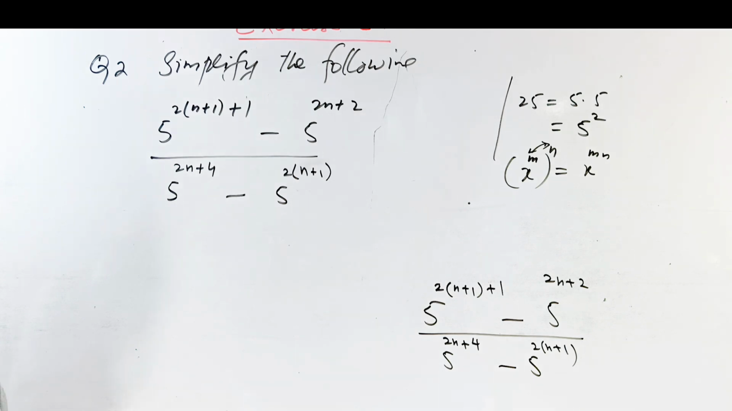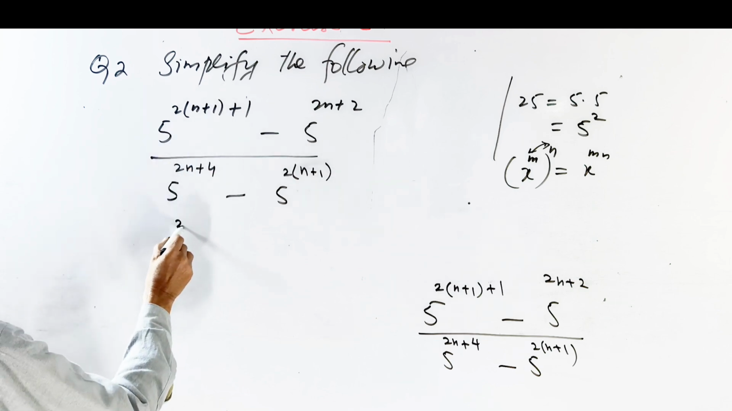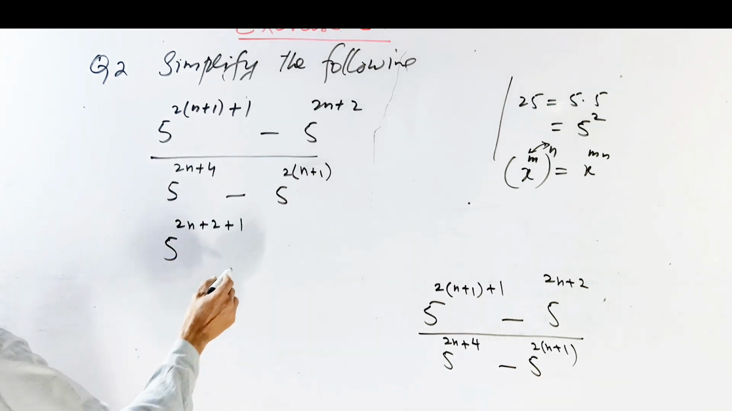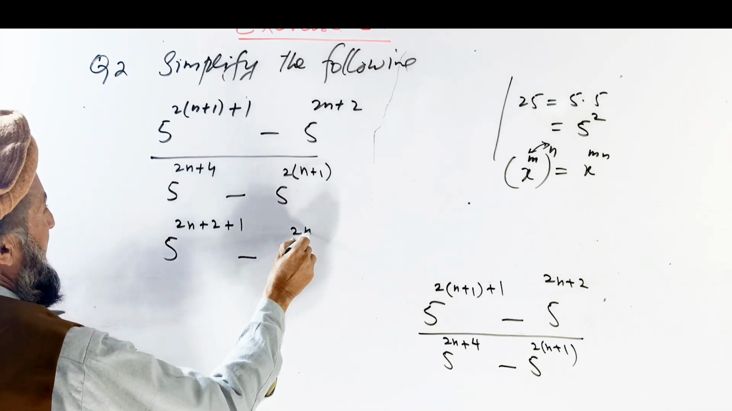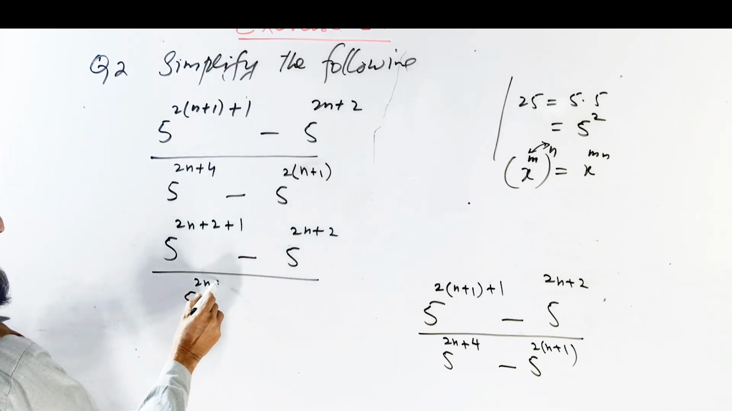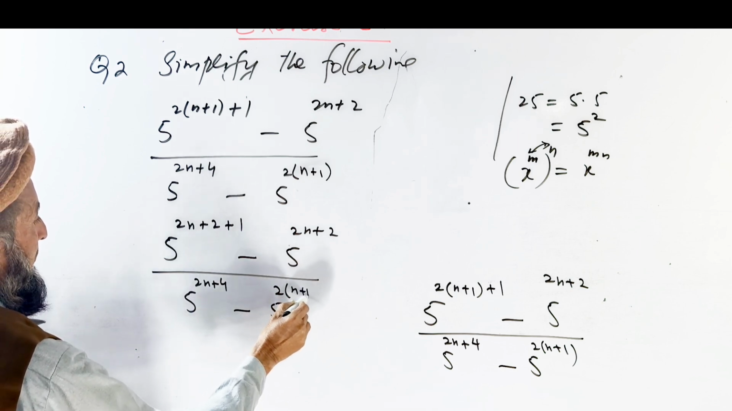If we take the common term here, what will happen? 5 power 2n plus 2, first we multiply, 2n plus 2 plus 1, minus 5 power 2n plus 2, divided by 5 power 2n plus 4 minus 5 power 2n plus 1.